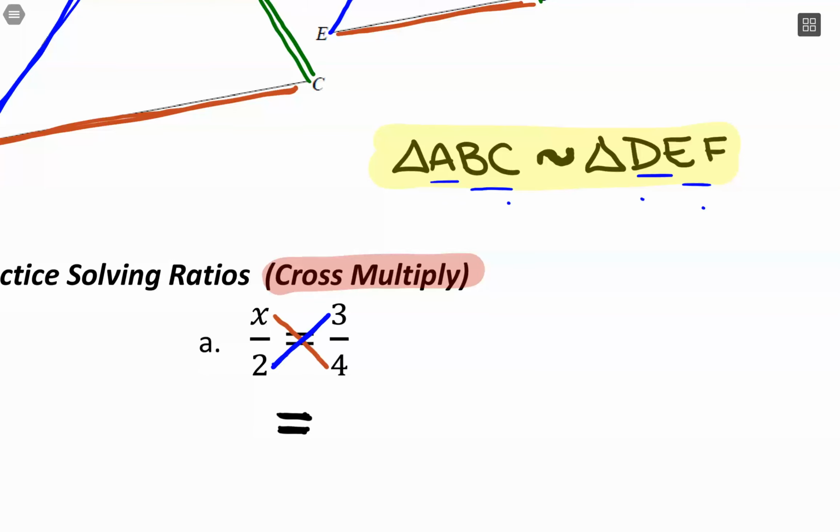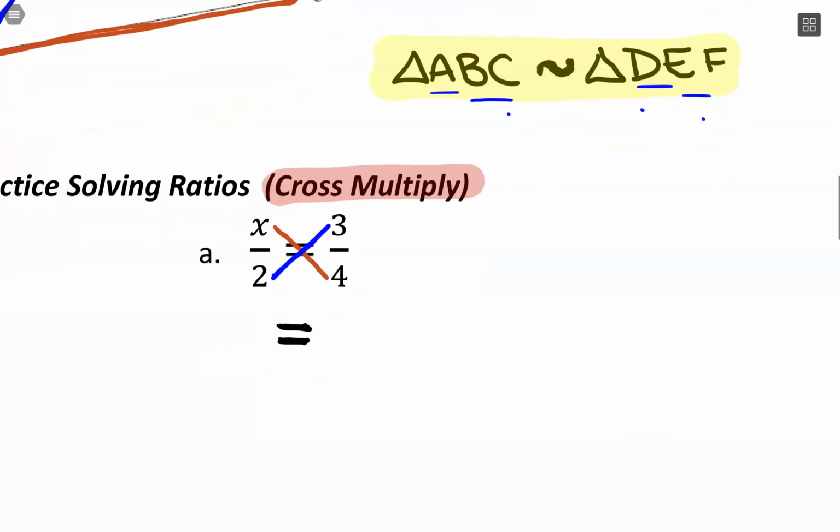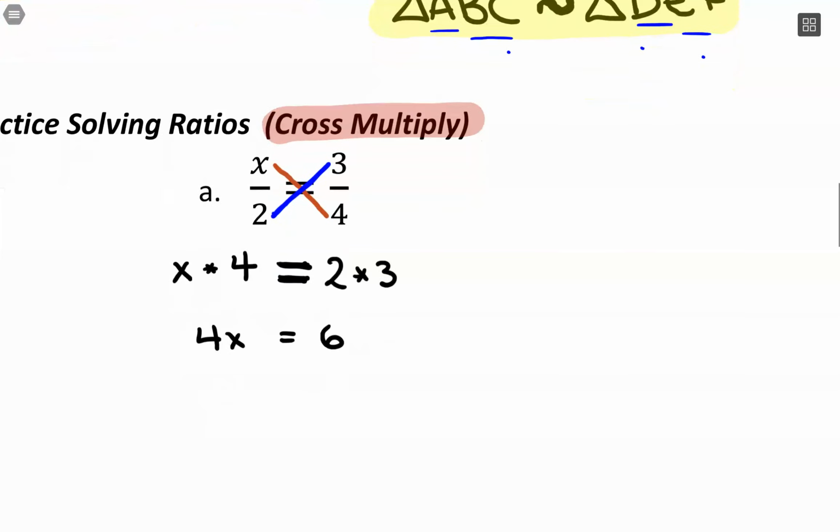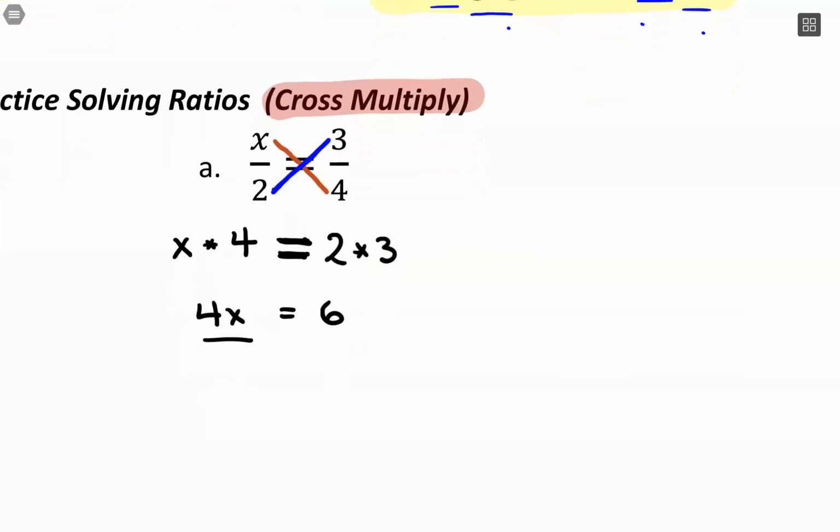Now x and 4 are going to work together, and it's going to be multiplication. So we're going to have this x times 4, and then on the other side of the equation, the 2 times 3. So this ends up being 4x is equal to 2 times 3, which is 6. And then solving for x, we just need to divide out that 4. So we'll get x is 6/4.